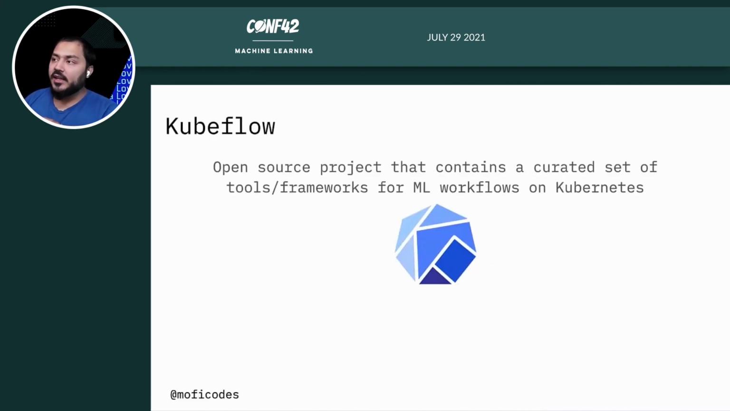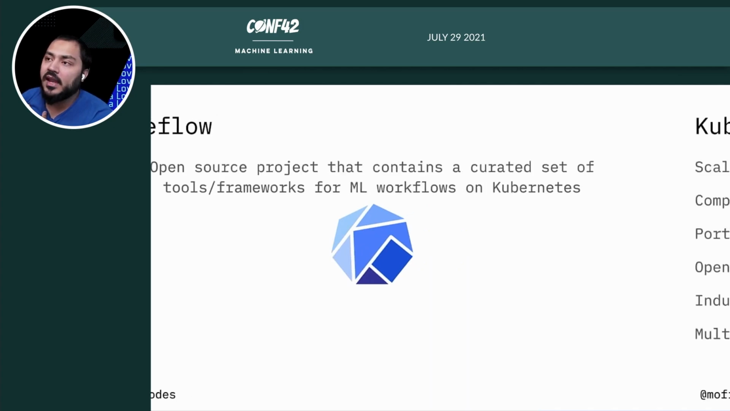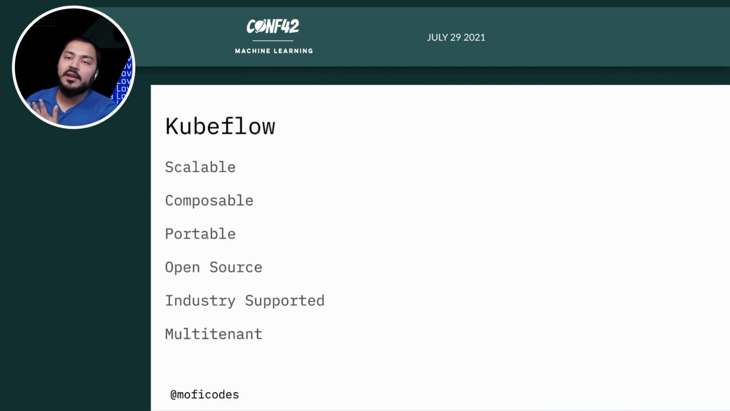It's an open source project that contains a curated set of tools and frameworks for machine learning workflows on Kubernetes. And Kubernetes is the key word here because it gives us a bunch of the features that we see here. Kubeflow is scalable, composable, portable, open source, industry supported, and multi-tenant. You can use the same Kubeflow environment for the entire team, give them individual spaces, and run your experiments in an environment that is going to be very close to the final destination of your product or project.